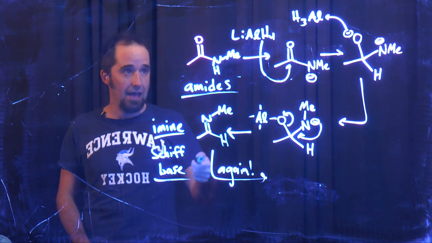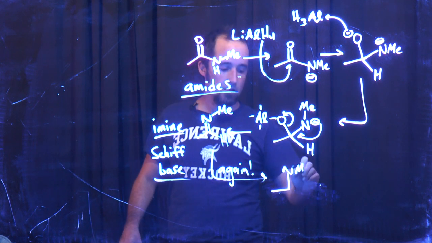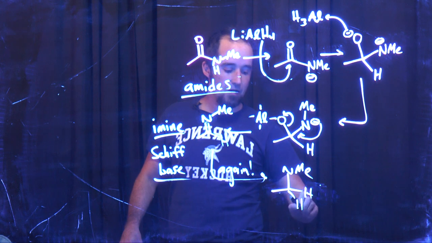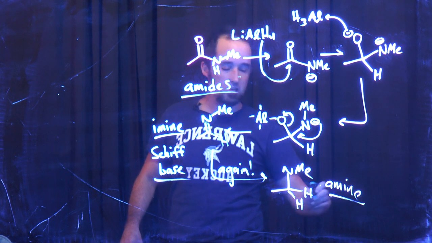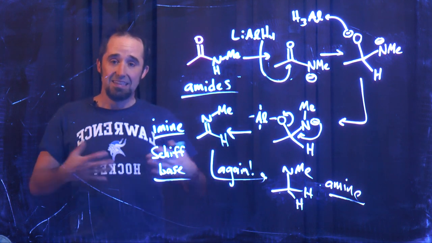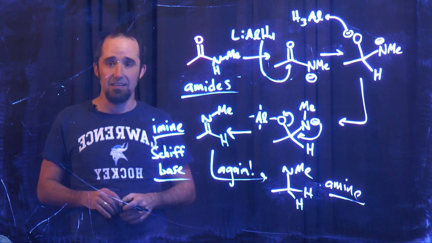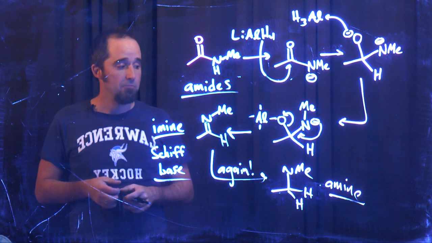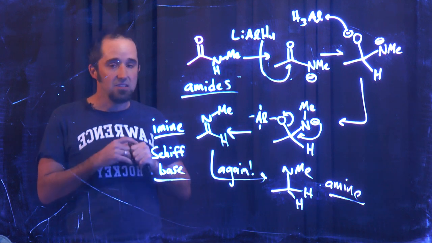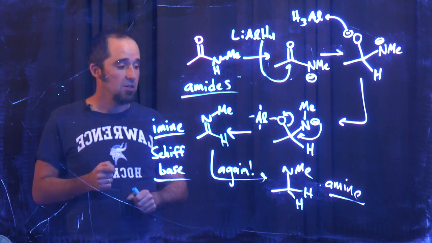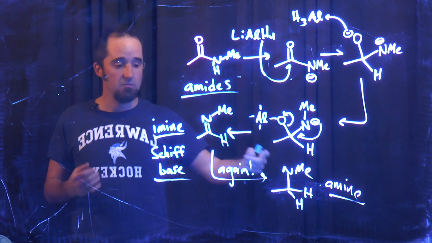And so this is going to react again with lithium aluminum hydride very quickly to give us an amine. So lithium aluminum hydride reduces most C=O looking things, esters, ketones, aldehydes, reduces most of those to alcohols. But in an amide case, it actually doesn't reduce it to the alcohol. It reduces it all the way down to an amine, via an imine.